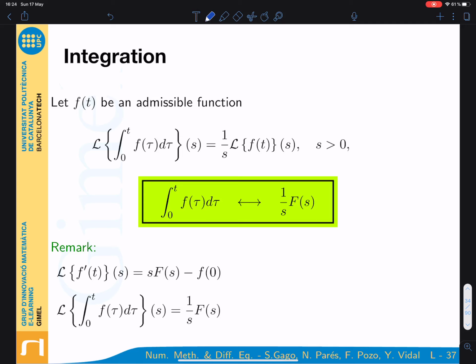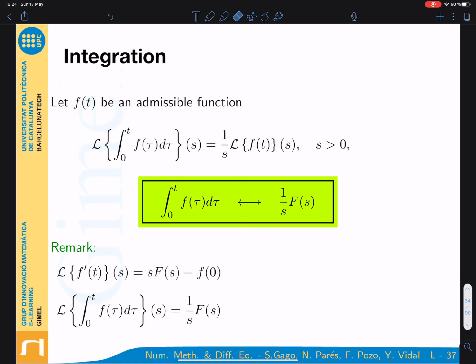Welcome back. In this video lecture, we will show the Laplace integration property that will allow us to solve the so-called integro-differential equations that appear a lot, for example, in electrical circuits. So let's start first with the property.